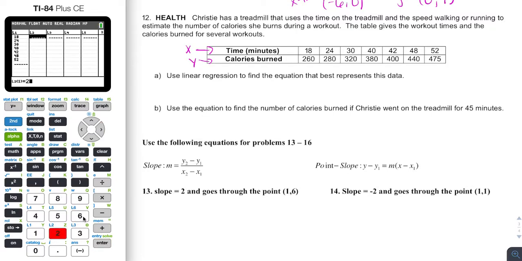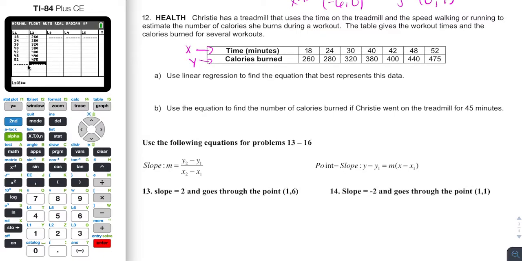Our y coordinates, we have 260, 280, 320, 380, 400, 440, and 475.